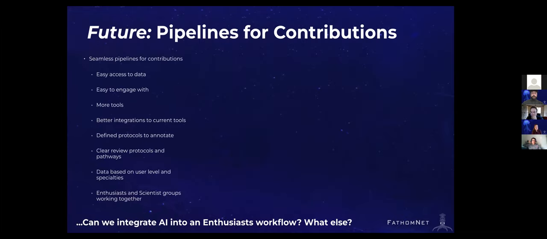Okay, future pipelines for contributions. What will this look like? We know that users need access to data, more tools to more easily engage with that data, better integrations with the current tools, better defined protocols for annotation, and clear pathways for review. We need to organize data based on user level so that users can get to the data that they're knowledgeable about and can annotate. And we just need more ways in general for enthusiasts and scientist groups to work together.